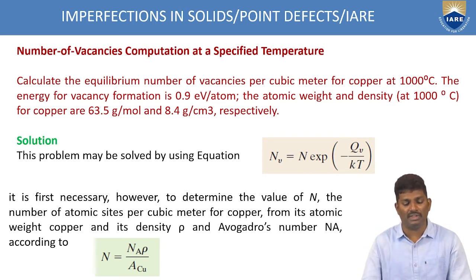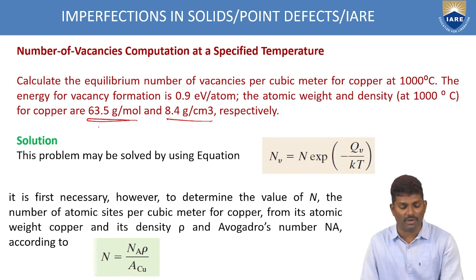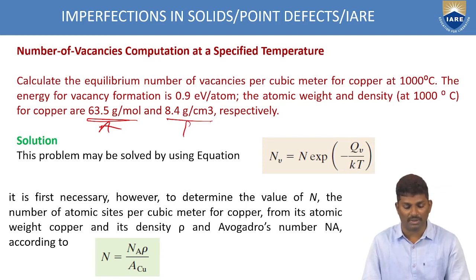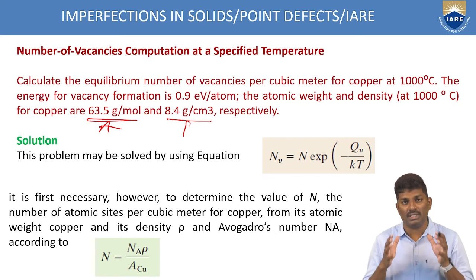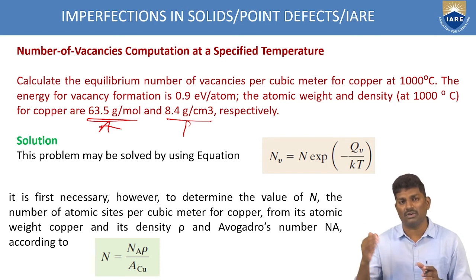The energy of the vacancy formation is 0.9, and the atomic weight and the density are given as 63.5 grams per mole and 8.4 grams per centimeter cube. So this is the atomic weight of the copper, and the density of the copper is 8.4 grams per centimeter cube. This is the data given to us. With this available data, you need to identify the number of vacancies per cubic meter for the copper at 1000 degrees centigrade.